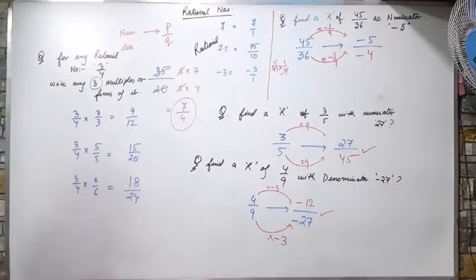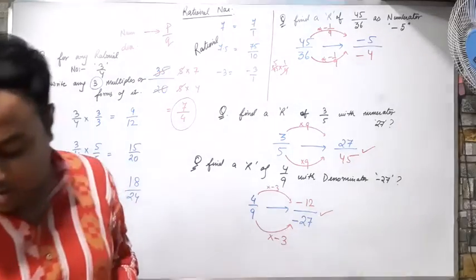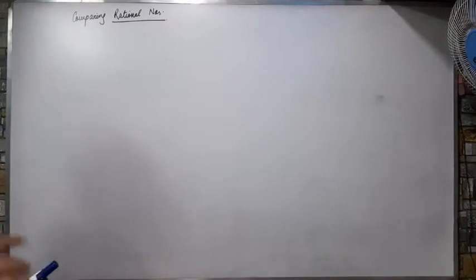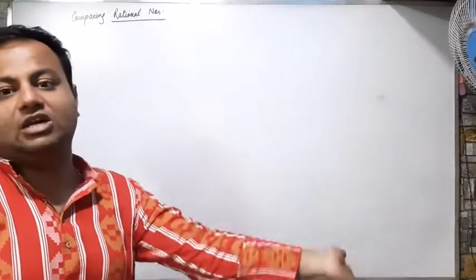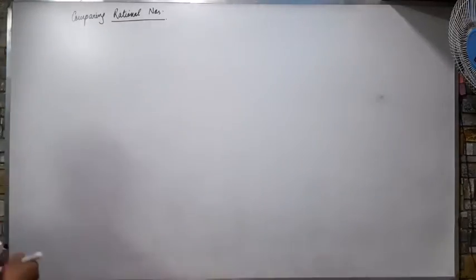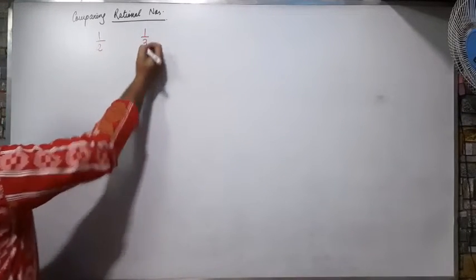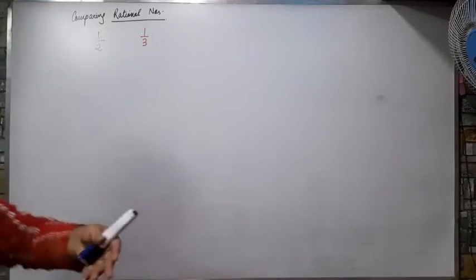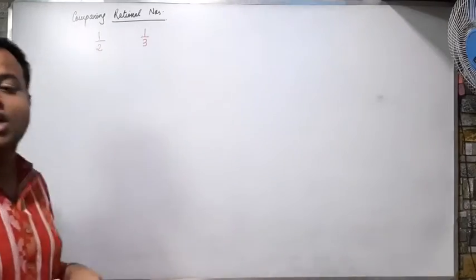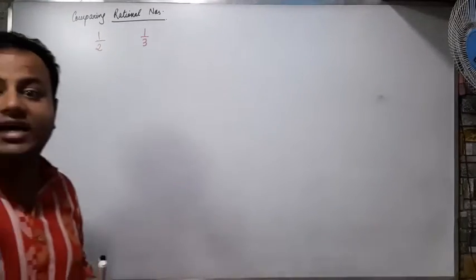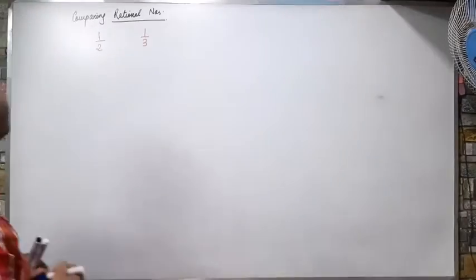Correct? The next topic is arranging rational numbers in increasing or decreasing order. Comparing rational numbers. You have to compare which rational number is larger, which rational number is smaller. How to do it? Suppose you have been given 1 by 2 and 1 by 3. I have to check which one of them is larger and which one of them is smaller. The only way to do it is that you have to equalize the denominator. You have to make the denominator equal for both the rational numbers.